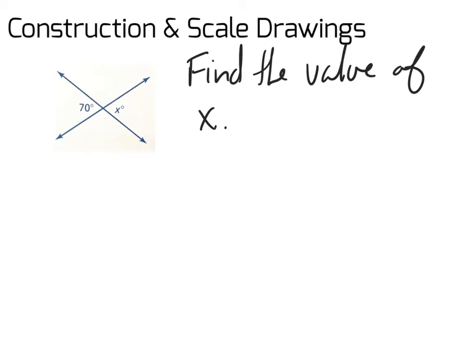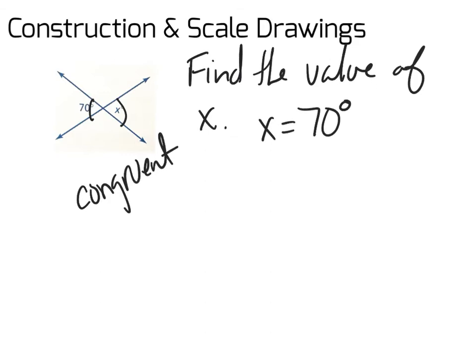Well, I can tell by the image that these are vertical angles. Vertical angles are opposite angles. I also know that vertical angles are congruent, and congruent angles mean that they are the same value. So if the opposite angle of x is 70, then that must mean that x equals 70 as well.